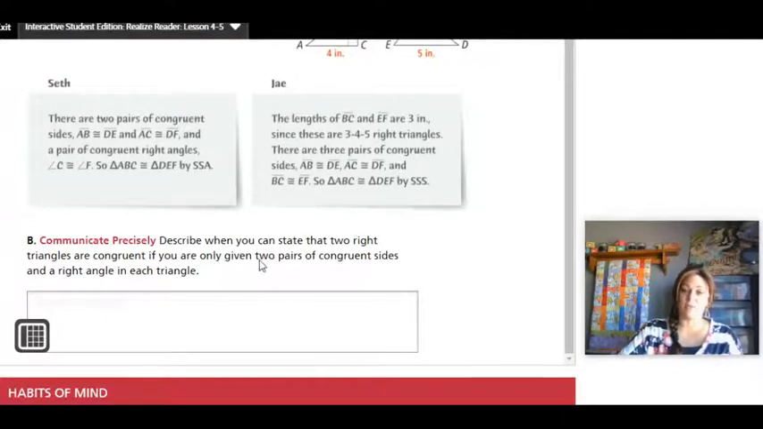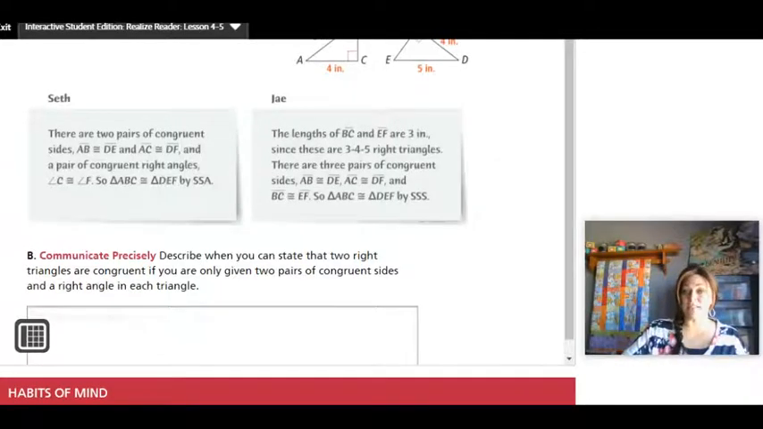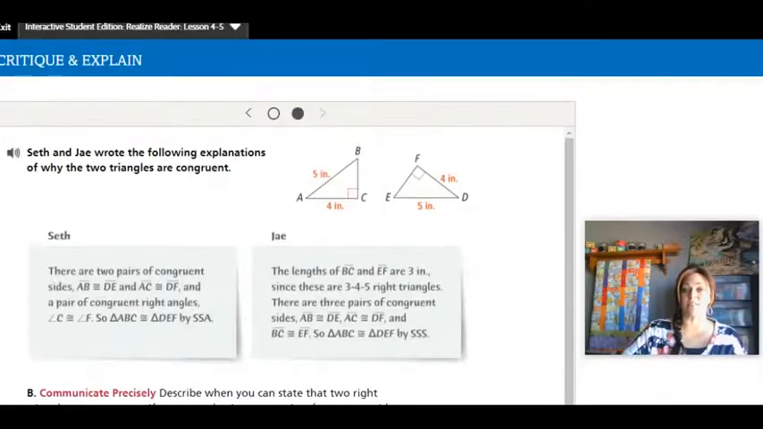So, to communicate precisely, describe when you can state that two right triangles are congruent. So when is it okay that a right triangle actually uses a rule that proves congruence? And you can think of a couple examples, hopefully.